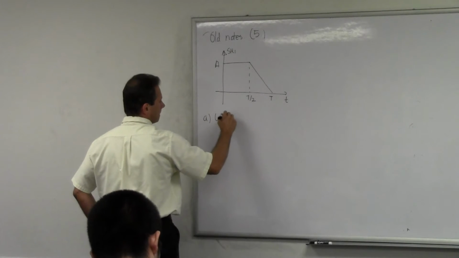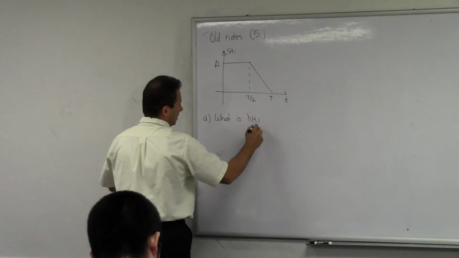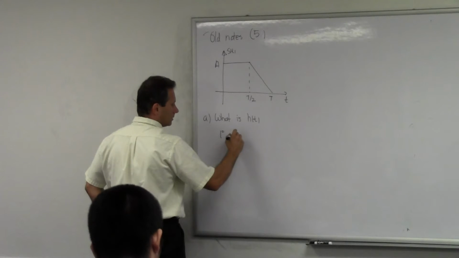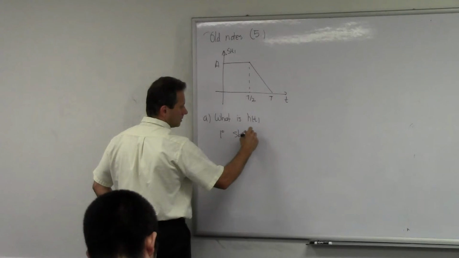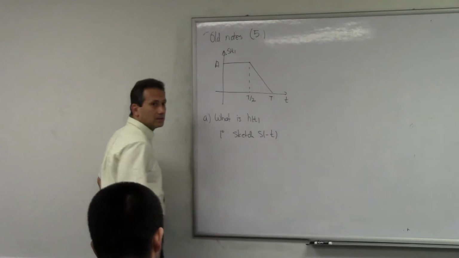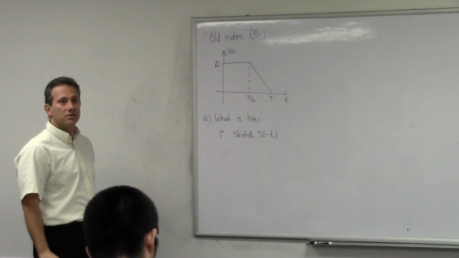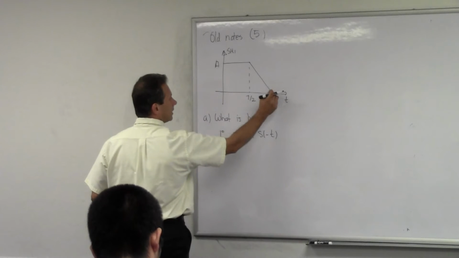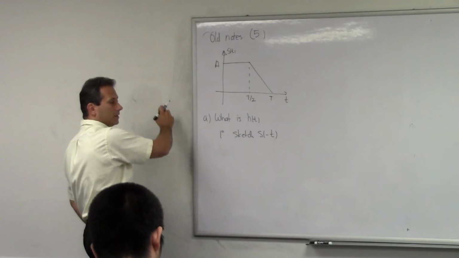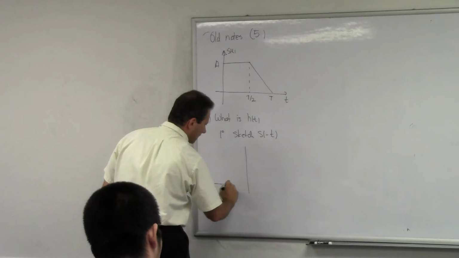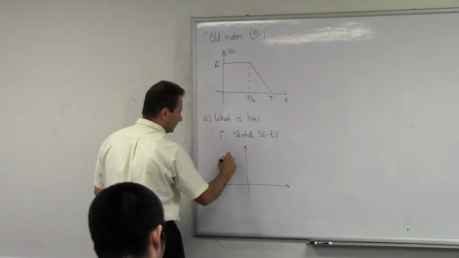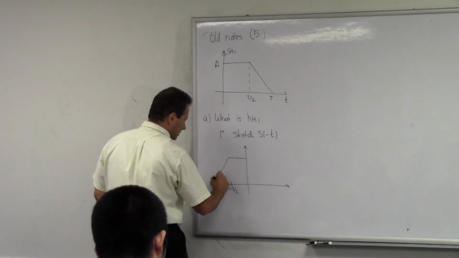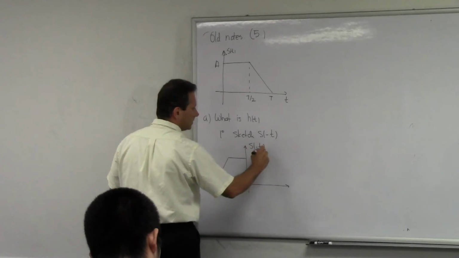So what is h of t? The way you approach this is in 2 steps. One, sketch s of minus t. That's the first step. Take this signal and sketch the minus version of it. How does the minus look like? Grab the signal and flip it over. Right? So s of minus t looks like this. This is minus T over 2, minus capital T. It looks like this. So this is s of minus t.